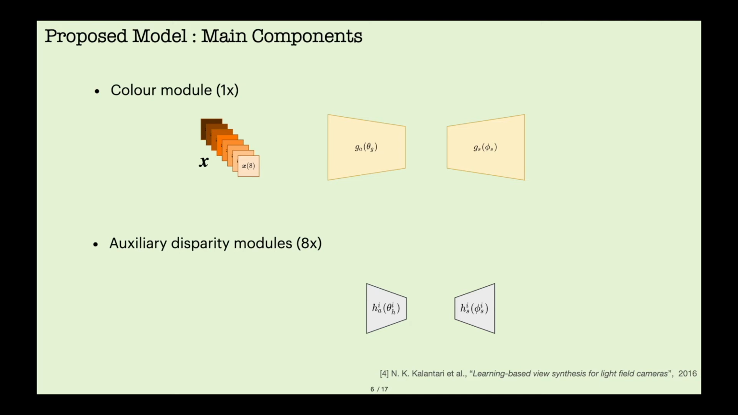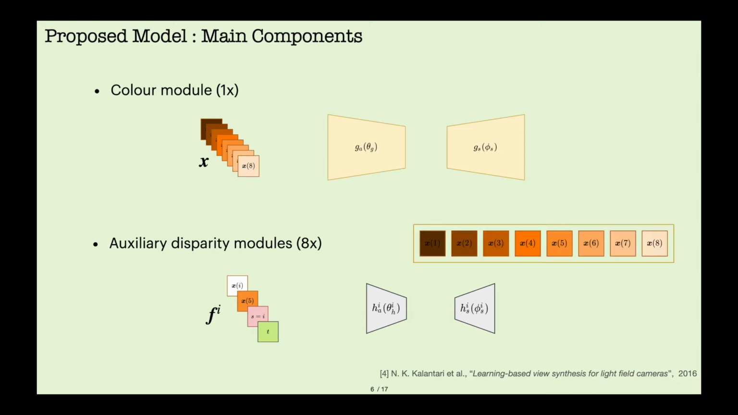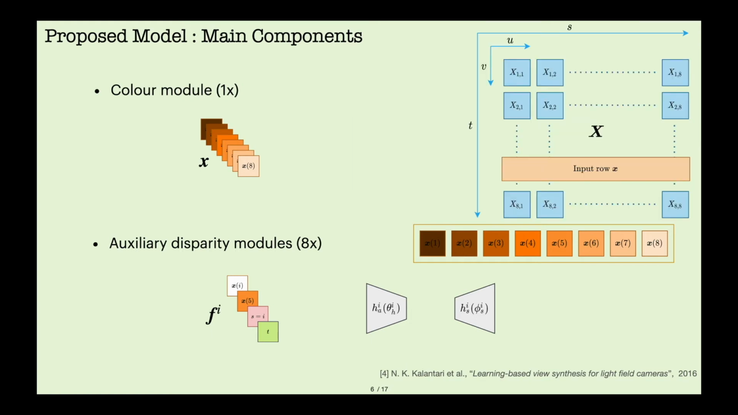So the ith disparity module works on the ith column of the input row. So the input tensor to this disparity module consists of 4 slices. The first slice is the ith view of the current input row. The second slice is the center view, where we are taking the fifth view as the center view, and the other two slices contain the position indices of the ith view with respect to the entire 4D light field. So for the second disparity module, if the input row was the first input row, the first slice would be x1,2, and s would be 2 and d would be 1.